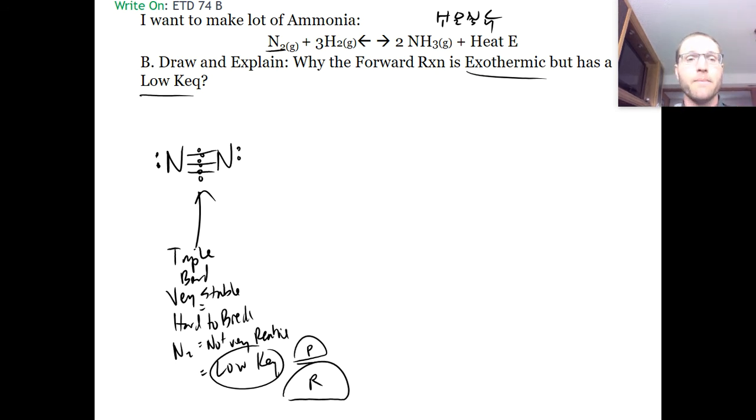Now, that is a good thing because 70%-ish of our atmosphere is nitrogen gas. And if it was reactive, then every time you lit a match, we'd all catch on fire and die. So it's good that nitrogen's not reactive, unless you want to make ammonia, right?